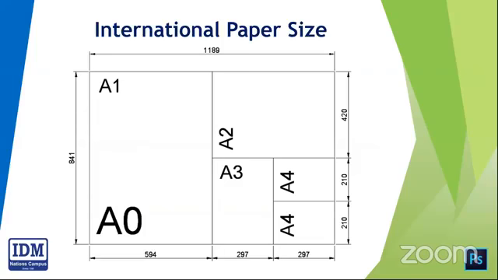Another is the international paper sizes. As a graphic designer, you should know the default sizes. Here I mentioned the A4 size. They mention the A4 size as 210 into 297. Those dimensions are in millimeters. So 210 millimeters into 297 millimeters is the A4 size.